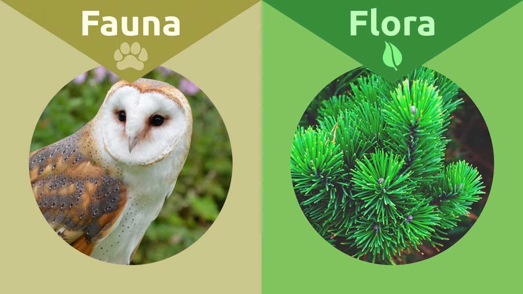Artificial ecosystems are those areas created by humans and cannot be found in nature, like urban ecosystems, for example, agricultural ecosystems, livestock ecosystems, reservoir and dam ecosystems.